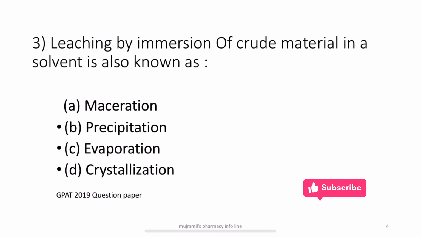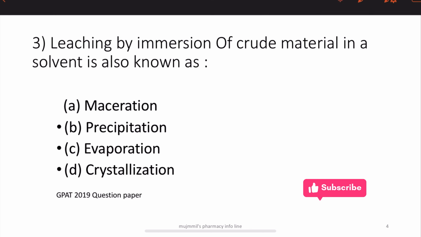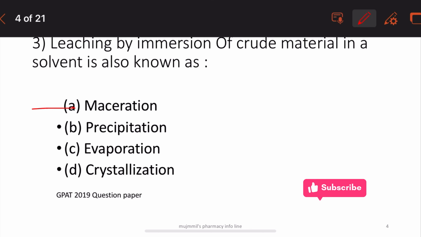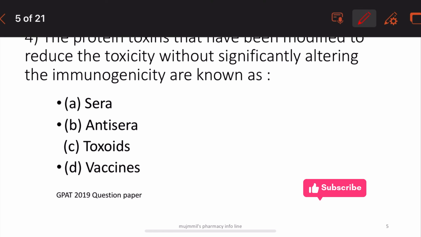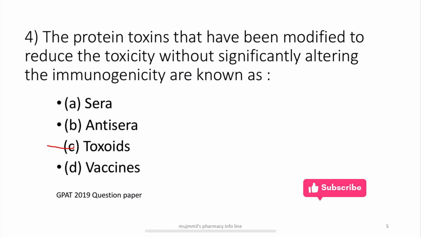Leaching by immersion of crude material in a solvent is also known as. The correct answer is option A, maceration. The protein toxins that have been modified to reduce the toxicity without significantly altering the immunogenicity are known as. The correct answer is option C, toxoids.